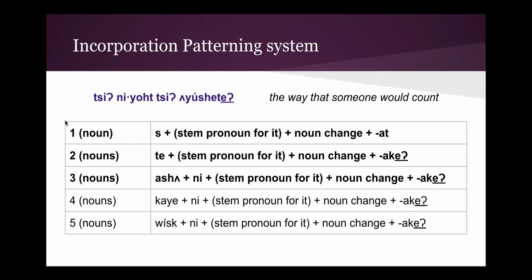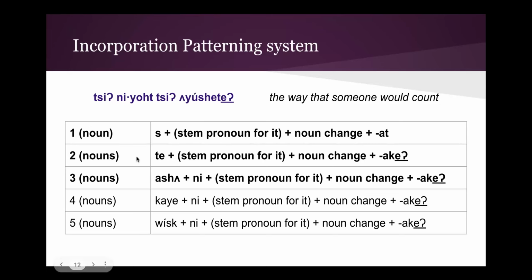And so when we start counting huska, we just count 1 thing. We need an S out front, and we need an AT at the end. And in the middle, again, we have the stem pronoun for it that goes with the appropriate noun. So we're still making a noun sandwich, but the pronoun comes along with it too. And that joiner sound is also going to still come along.